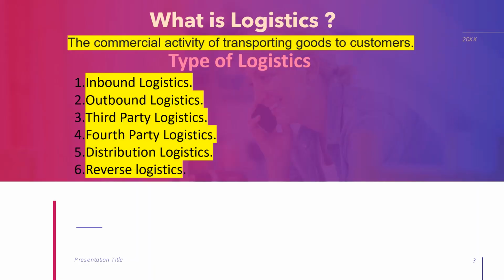Okay, basically, what is logistics? In simple definition, we can say it's the commercial activity of transporting goods to customers, from the point of origin till the destination. That cycle is logistics.